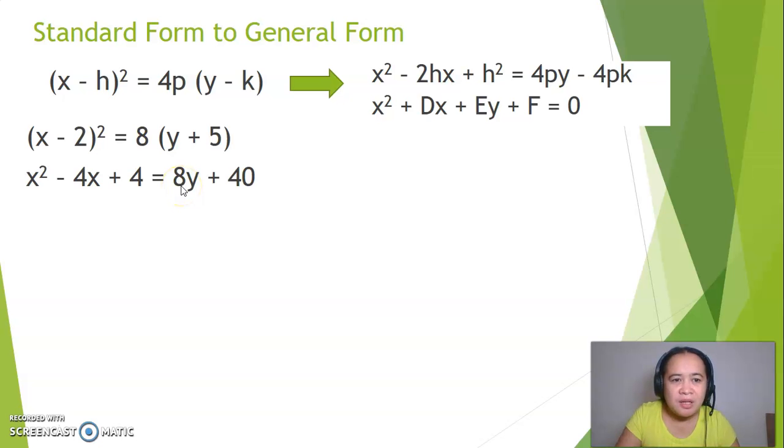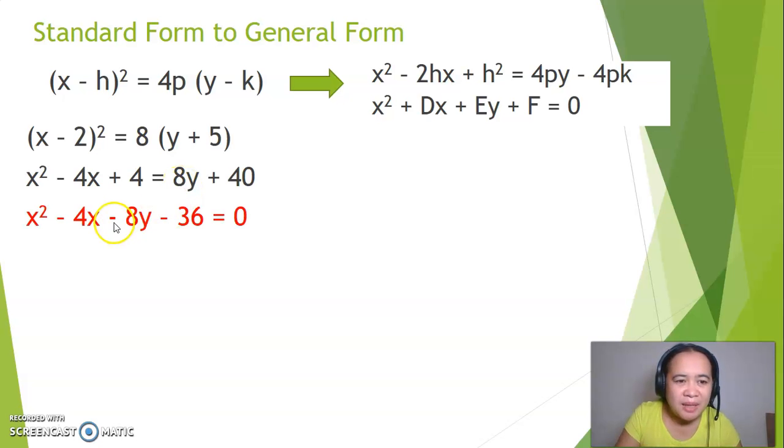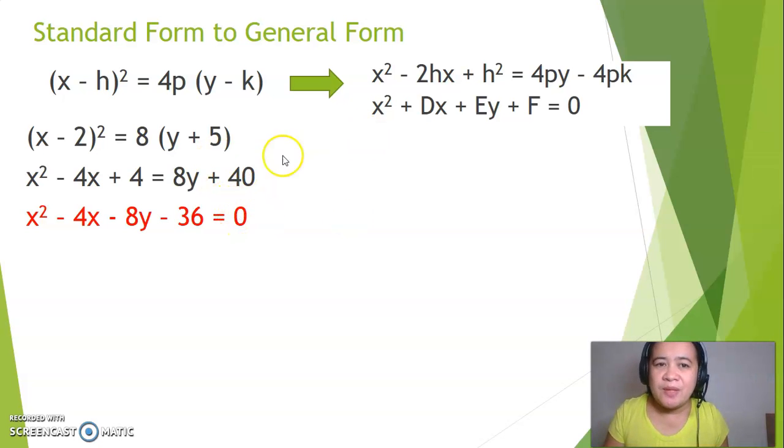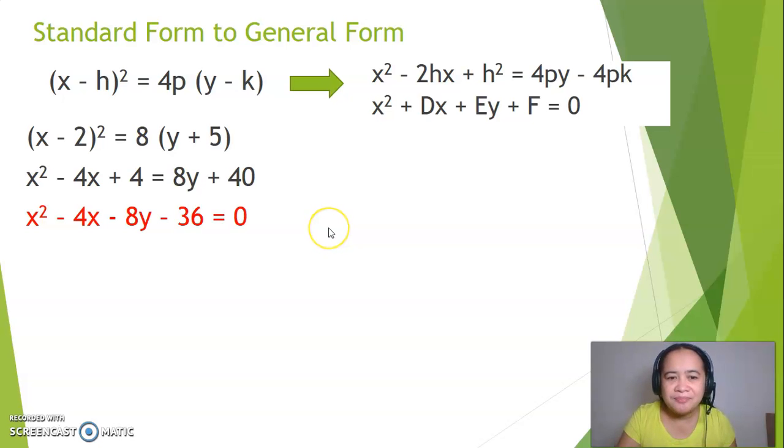Transfer 8y to the other side. It's minus 8y. So transfer 40 to the other side, minus 40. So 4 minus 40 is negative 36. So this is the general form of the given standard form. Now, what if we reverse? From the general, we will go back to the standard form. So how to do that?